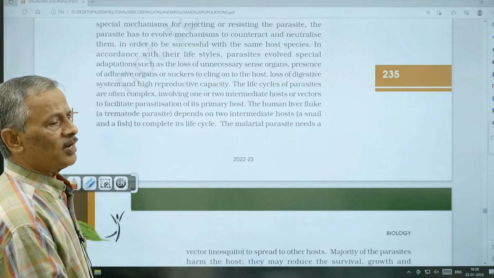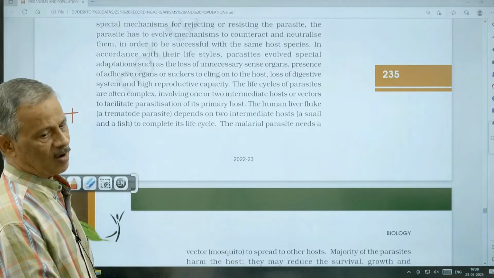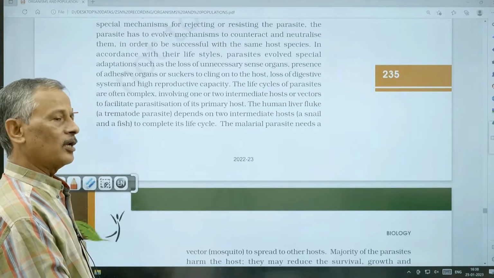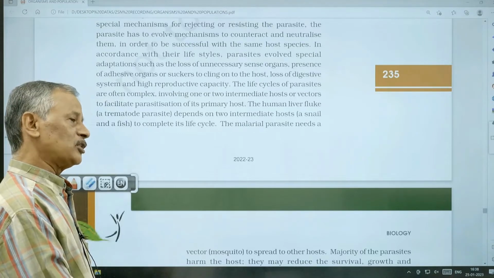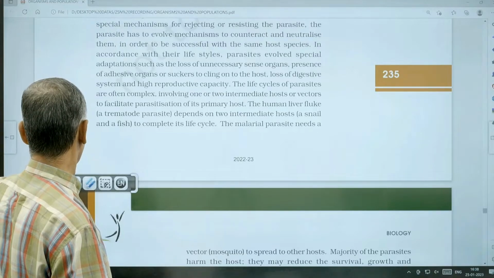Mosquito is never a parasite because it never spends any stage in our body. Only females come and suck blood, and that blood is used for the maturation of her eggs. It is never a parasite, it is only a vector.